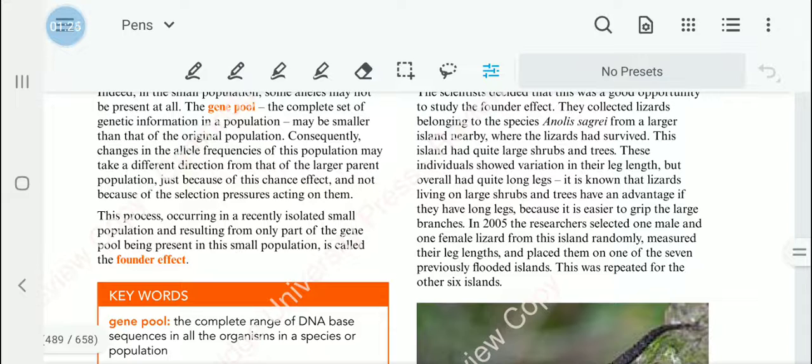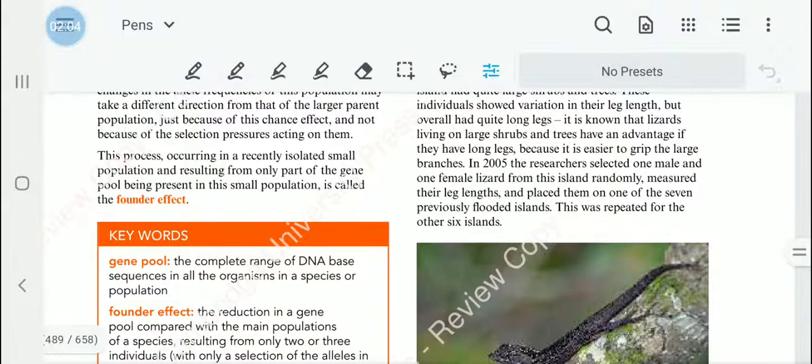So this is another effect, and if they get isolated in a special area, then they will be the first generation to live there. And this process of a recently isolated small population expressing only part of the gene pool is known as the founder effect. The gene pool is the complete set of genetic information in a population. So if they start showing only part of that in an isolated area, that will be known as founder effect.